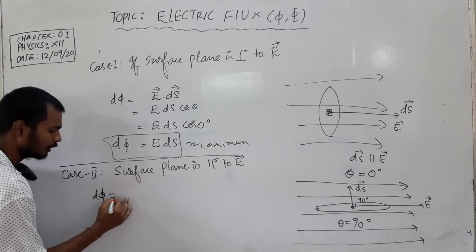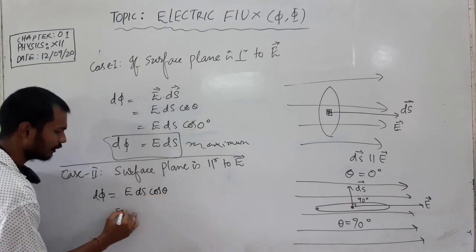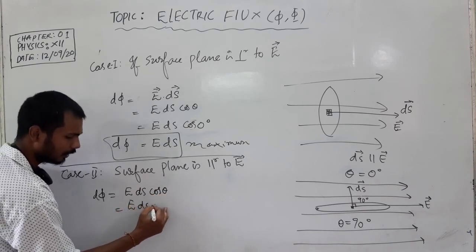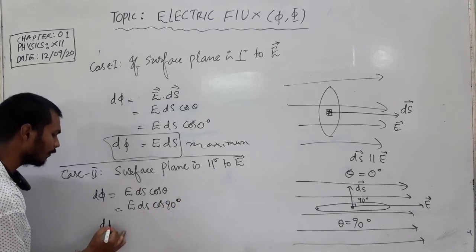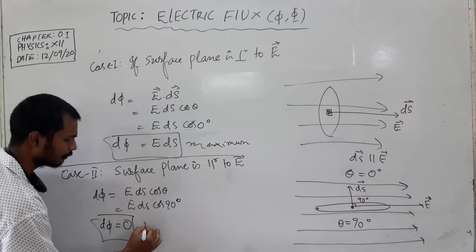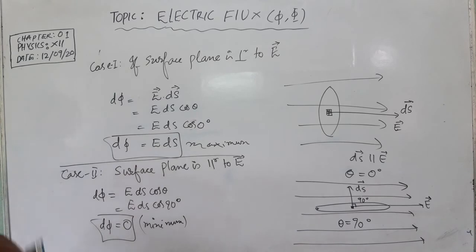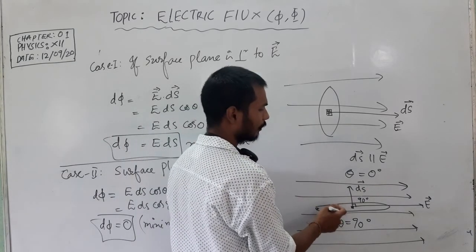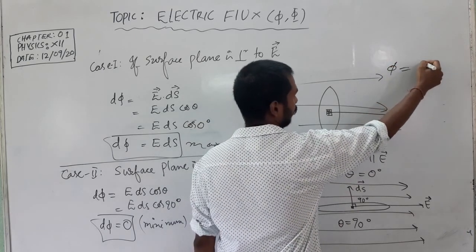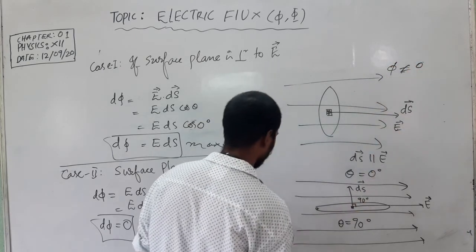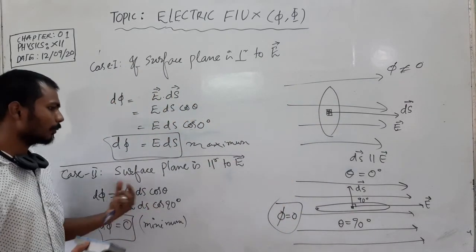Flux is equal to E ds cos theta, with theta equal to 90 degrees, so E ds cos 90 degrees. What is the value of cos 90 degrees? It is 0. So d phi is equal to 0. Then no electric field line will pass through the surface, so phi is equal to 0 in this case. Okay, got it? Now in the next topic we will learn Gauss law.